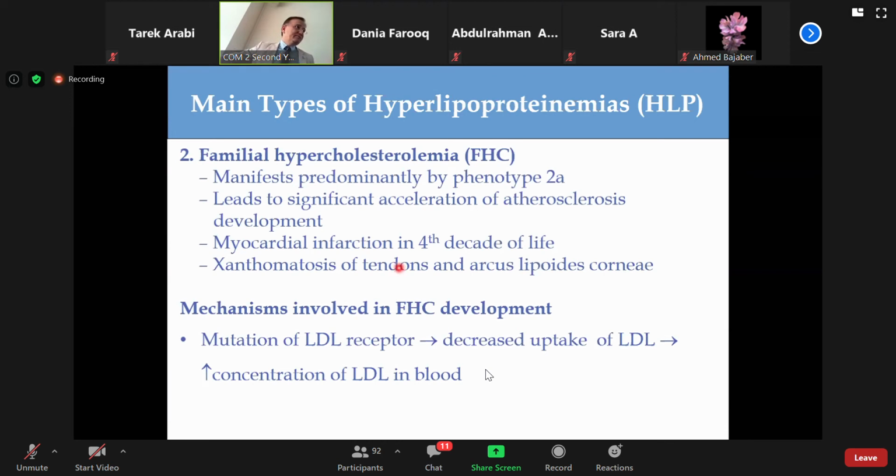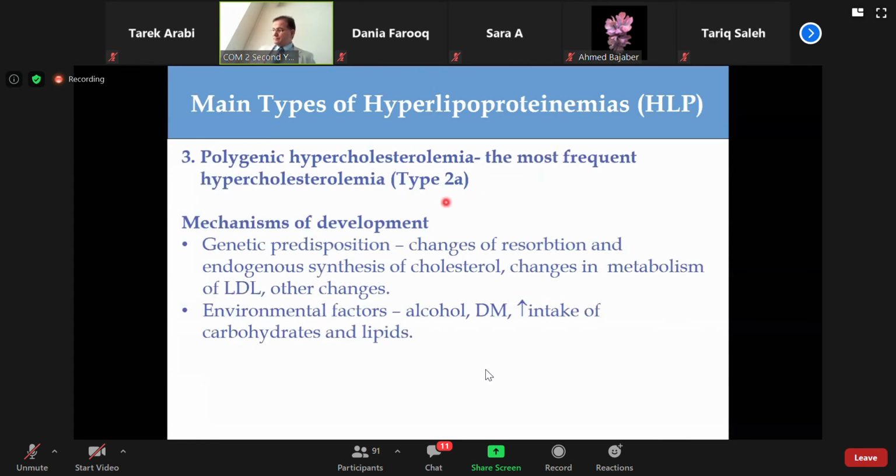So every 500 patients you see will have familial hypercholesterolemia. It's common. And because it is predominantly manifested as phenotype 2A, you'd see that people with high LDL cholesterol will have high atherogenicity. The next one is polygenic hypercholesterolemia, which is the most frequent hypercholesterolemia, and it's type 2A. The minute I say type 2A, think of atherosclerosis. By the way, 2A, 2B we said, and 3 is also associated.